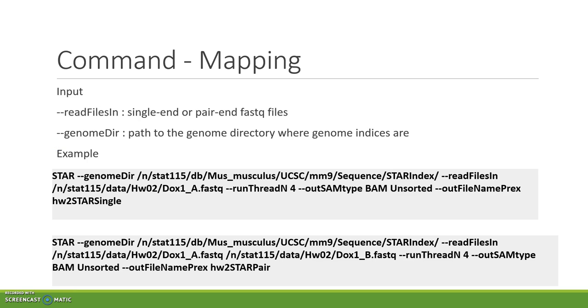Next, we'll talk about the mapping command. The input parameters that are really important are the read files. It could be single-end or paired-end FASTQ files, and the genome directory, the path to the genome index. It could be from the step we did in the previous slide, or it could be just downloaded. So the first example is using a single-end FASTQ file, while the second example uses paired-end FASTQ files. So there are two file names in the readFilesIn parameter.